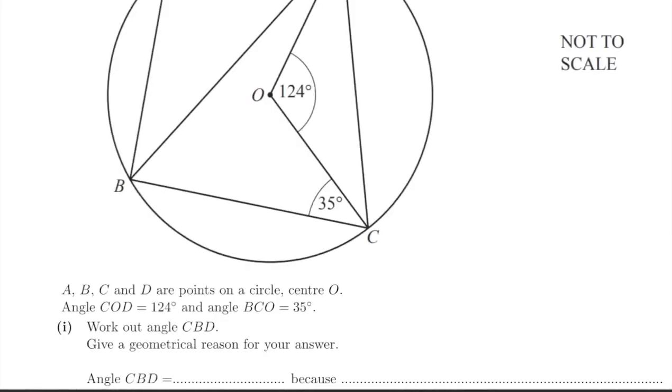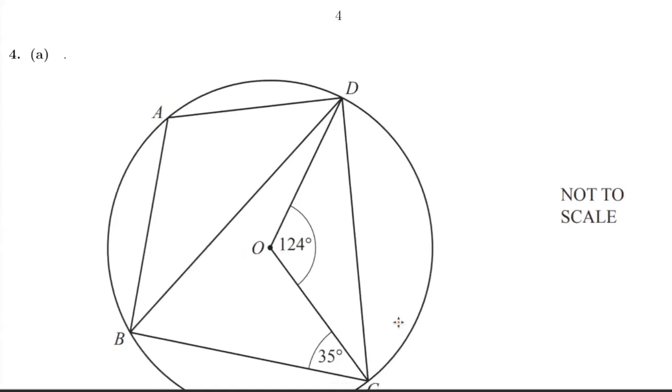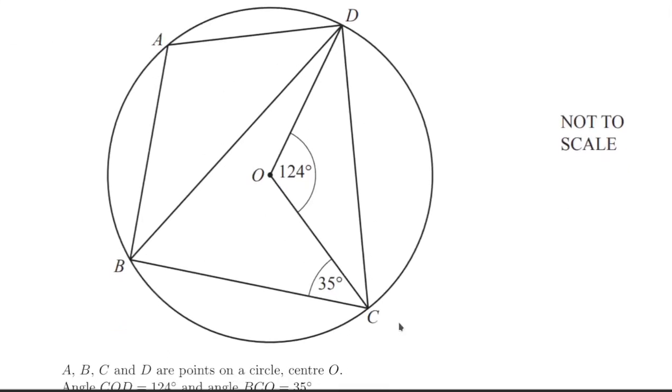Nice one. Our next example is an extract from the IGCSE mock examination 2025. Let's check this one. You are given a diagram as shown in the figure, and you have a 4-sided polygon whose vertices are on the circumference. Once you see something like this, it is a cyclic quadrilateral.